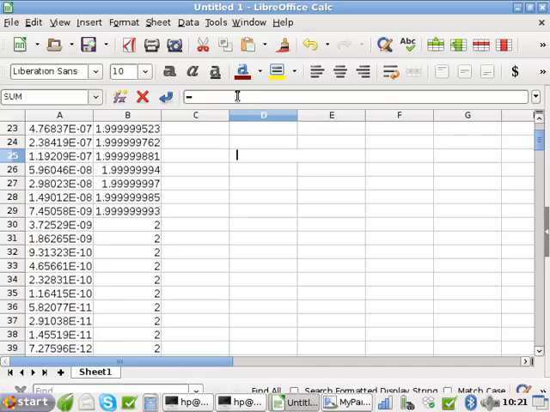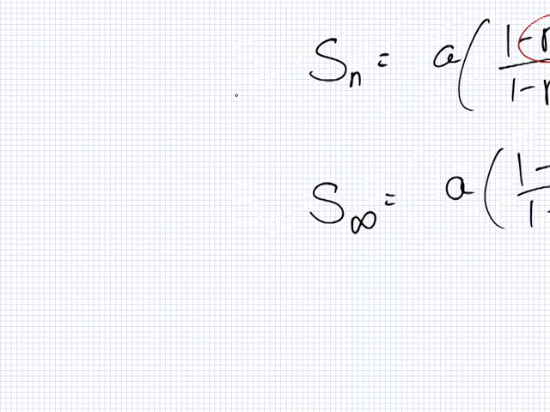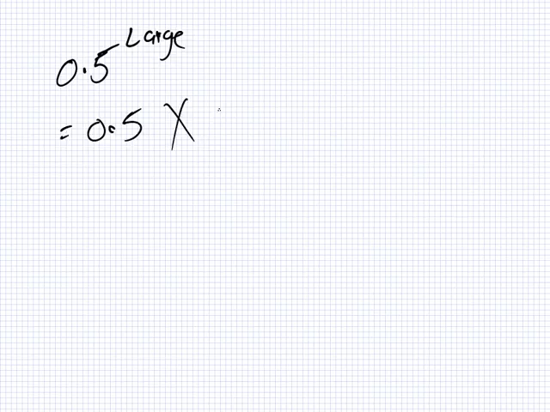But what happens if I put in a number like 2? So 2 power 100. Now that's a really big number. So what's the difference? Well, the difference is, in the first case, when you have a number less than 1, like for example 0.5, when you have a very large power, what you're doing is you're doing 0.5 multiplied by itself many times.